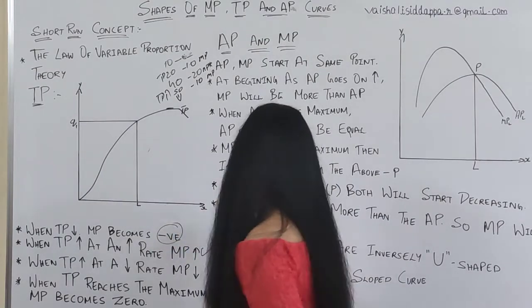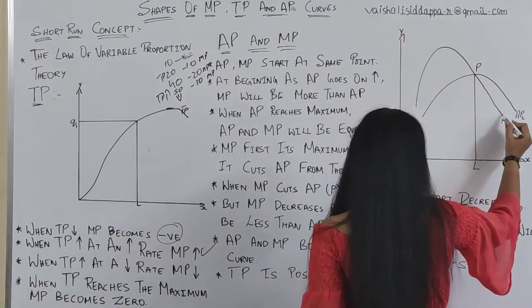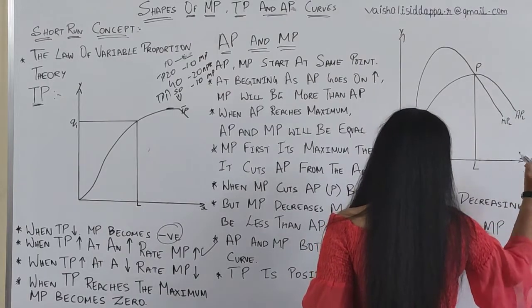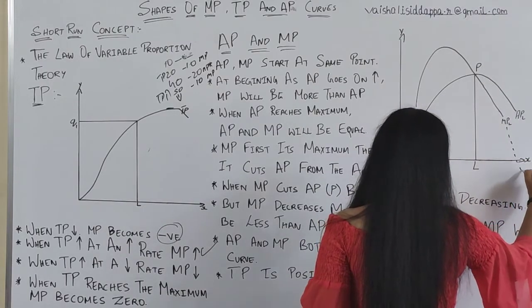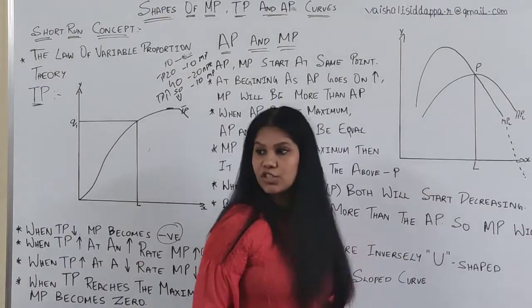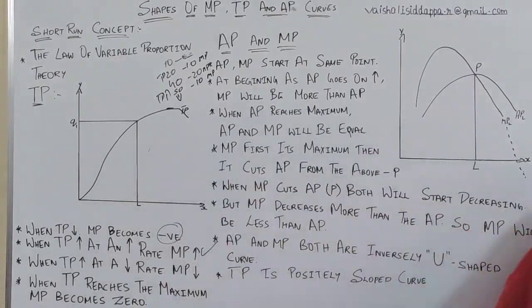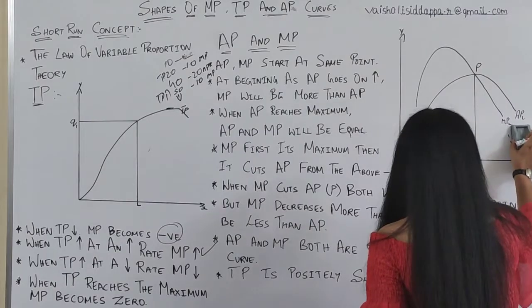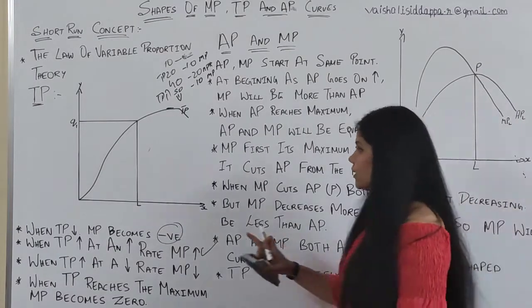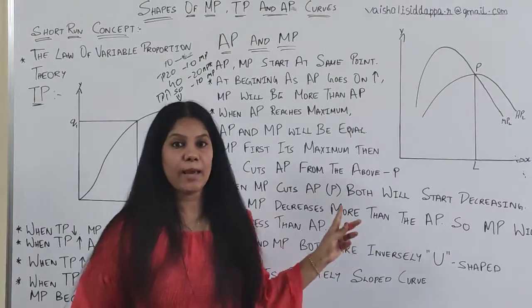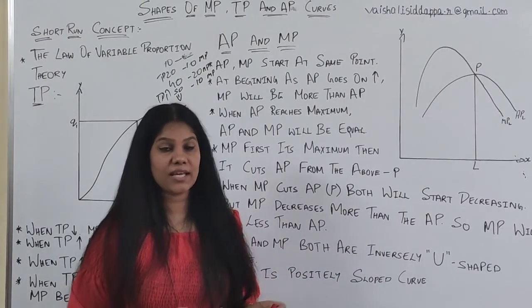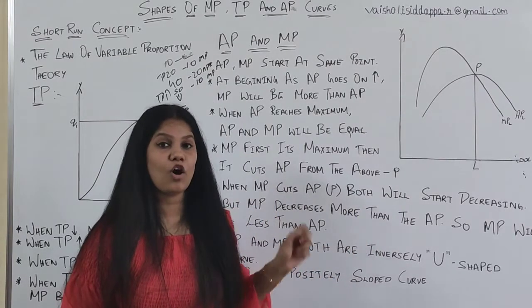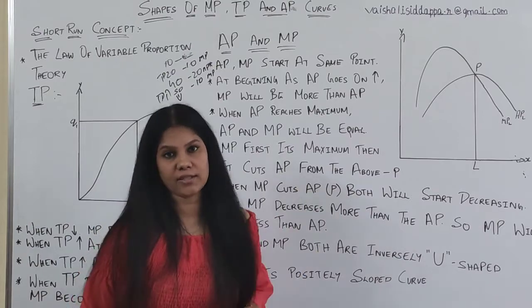So that means the MP curve, here you can see the MP curve, it will come and end here. For example, I am creating a dotted line, it will be reaching a negative. This way AP, TP and MP will be connected to each other. If you are going to discuss TP, then MP is also related with that, because the theory also talks about the law of diminishing marginal product.